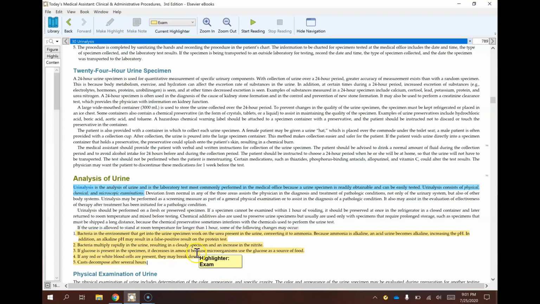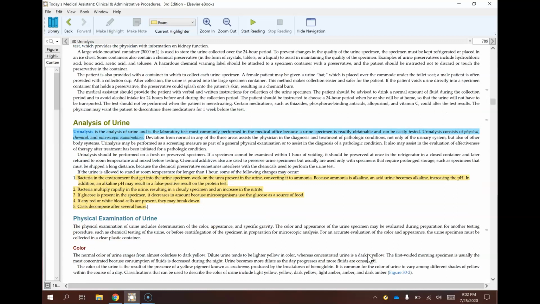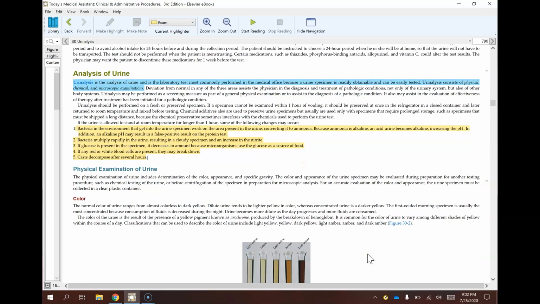Bacteria in the environment can get into the urine specimen and convert urea to ammonia. Then the pH of the urine can change. The bacteria can end up giving you a cloudy specimen because you have an increase in nitrite. And urinary casts decompose after a period, and that could be problematic. So leaving it standing at room temperature, not a good plan.